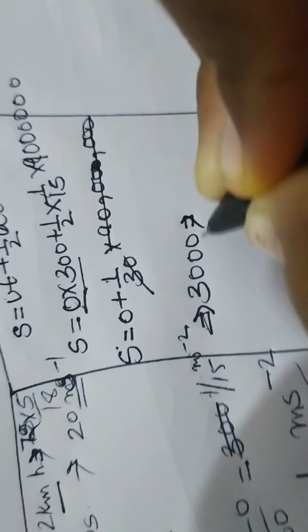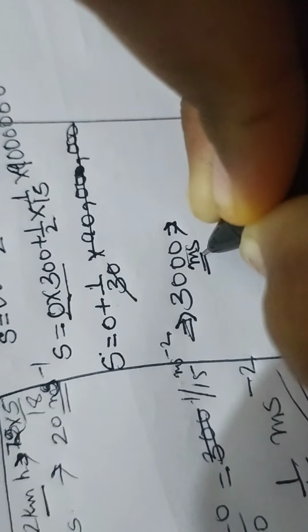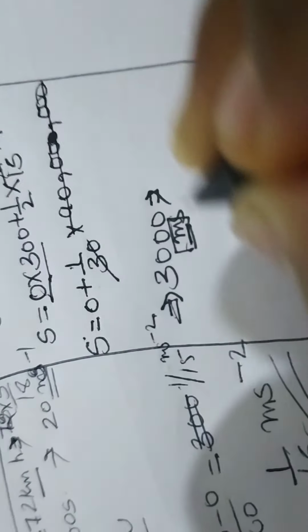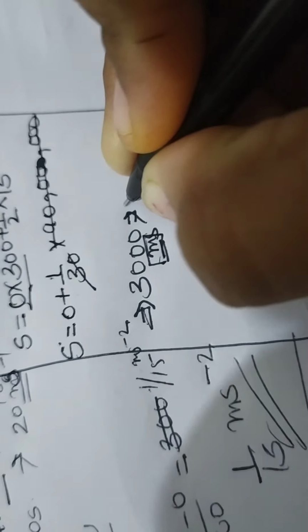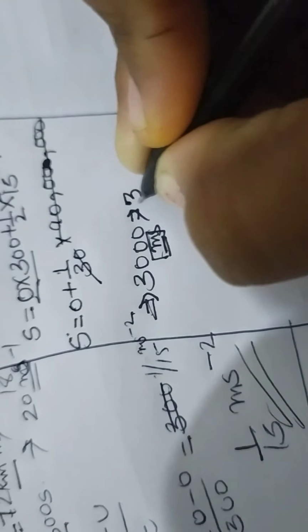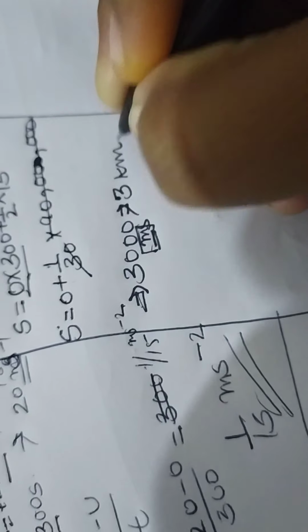And 3000 meter, and when there are 1000 or more than 1000 we write it in kilometer, meaning 1000 equals 1 kilometer, and so 3000 we write as 3 kilometer.